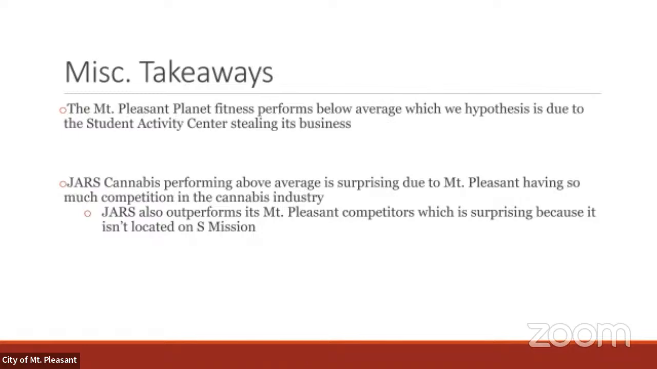And we believe this is just due to the Student Activity Center being close to it. There's a lot of competition in that market. And then we were also surprised that the Jars Cannabis ended up performing higher than average due to Mount Pleasant having a large variety of cannabis places. And it's also kind of out of the ordinary because it's not located on South Mission. It's actually over on East Pickard, which kind of goes away from some of the typical trends we've seen.